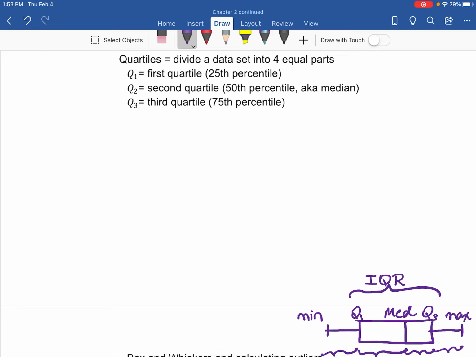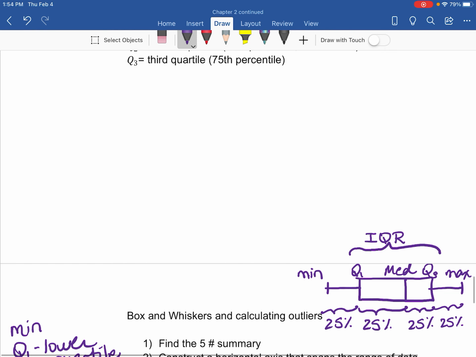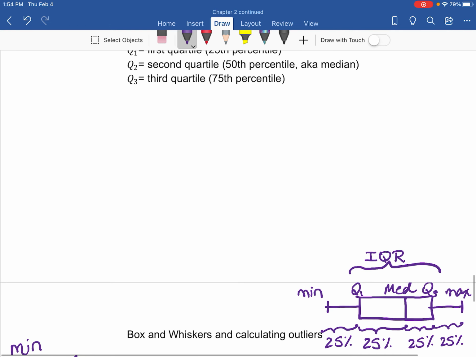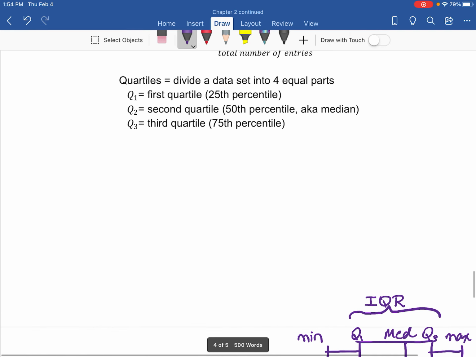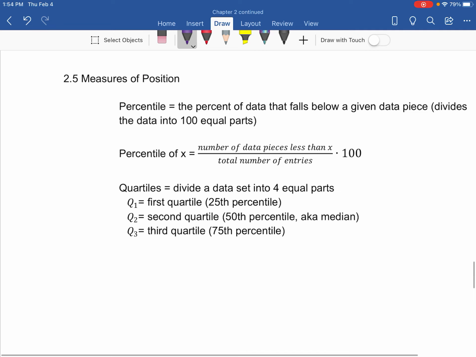The median, 50% of the data falls below. So that is the 50th percentile. Q3, 75% of the data falls below, and you can see that in this picture. So Q3 is the 75th percentile. So percentile is a measure of position, which is what section 2.5 is on. If you know how many data pieces there are, and you know which number your actual data piece is, you can divide that by the total number and multiply by 100, and that will give you the percentile of the actual data piece and tell you what percent of the data falls below that.